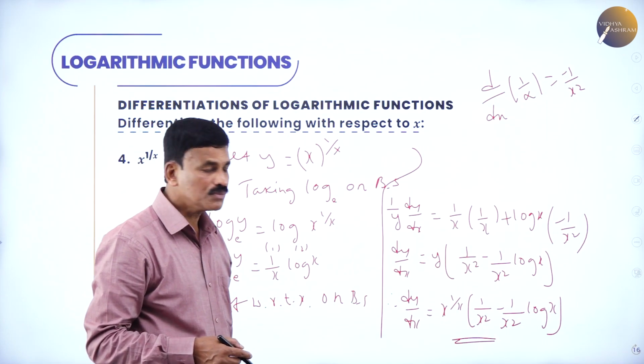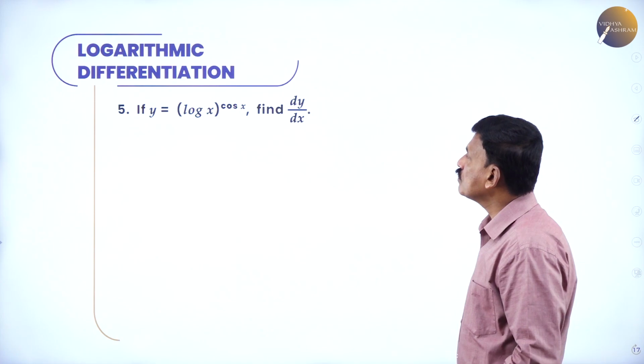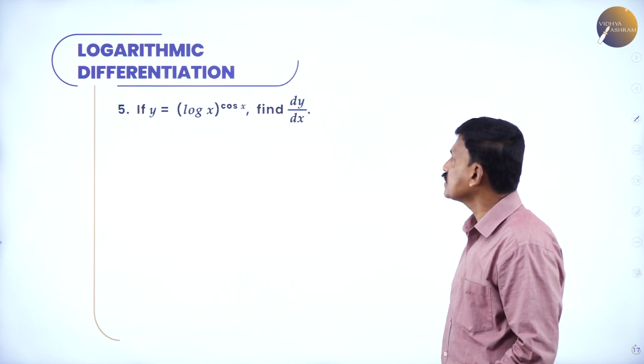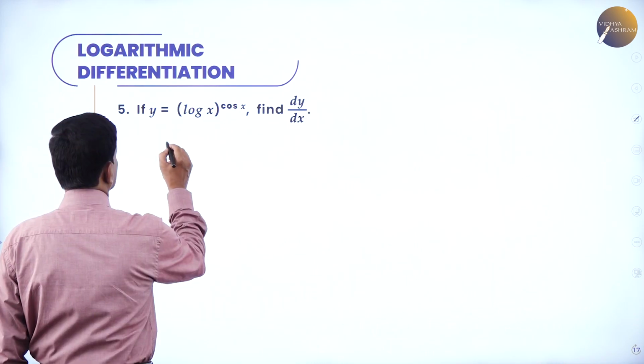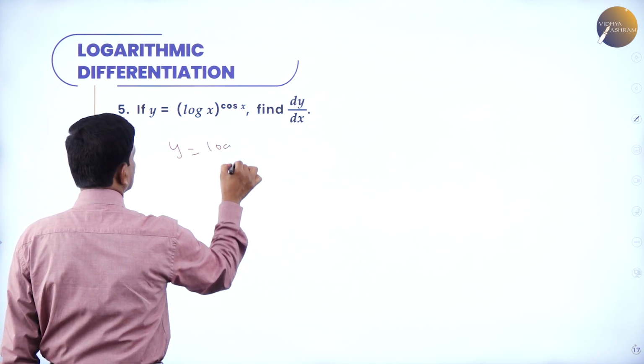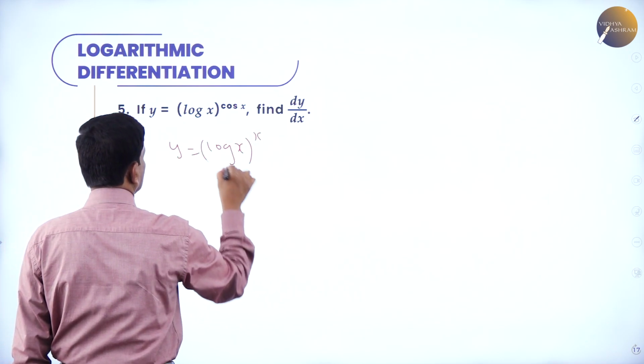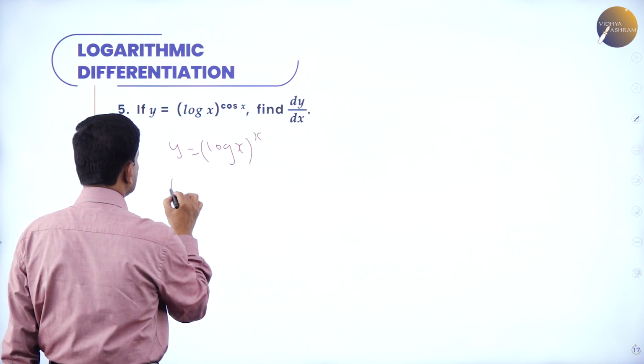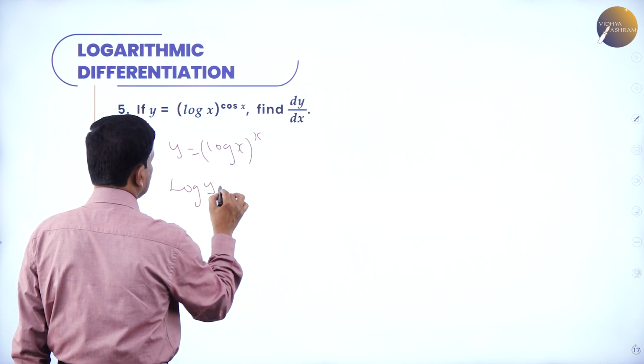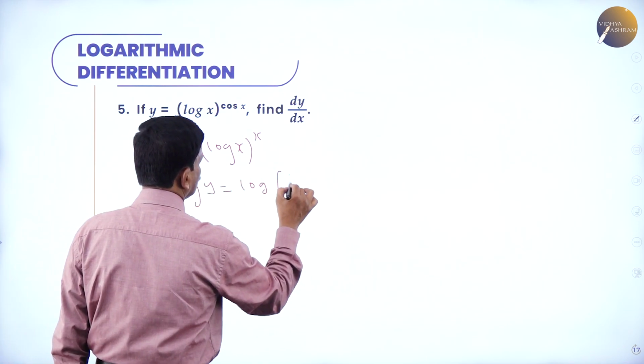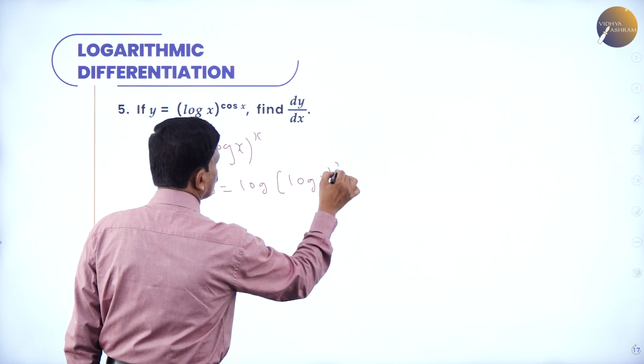Now, move on to the same type problem. If y is equal to log x to the power of x, find dy by dx. Now, this is given: y is equal to log x to the power of x. Taking log on both sides, then what happens? Log y is equal to log of log x to the power of x.